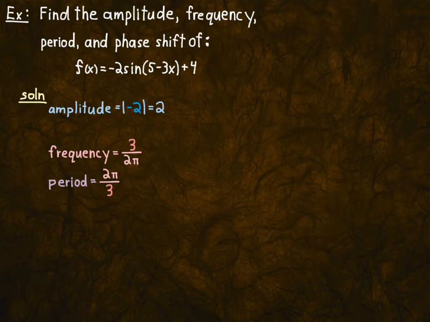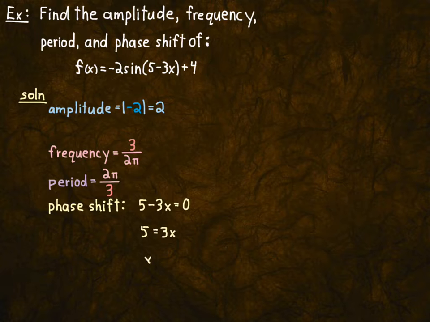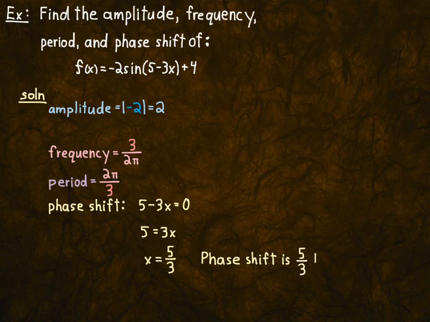And then the phase shift, you take 5 minus 3x. Notice I used an x instead of a t here. 5 minus 3x, set it equal to 0 and solve. It's that easy. And I get x is 5/3. It's positive, so the shift is right. The phase shift is right by 5/3. Okay, 5/3 to the right. And that's it. It's fairly straightforward.